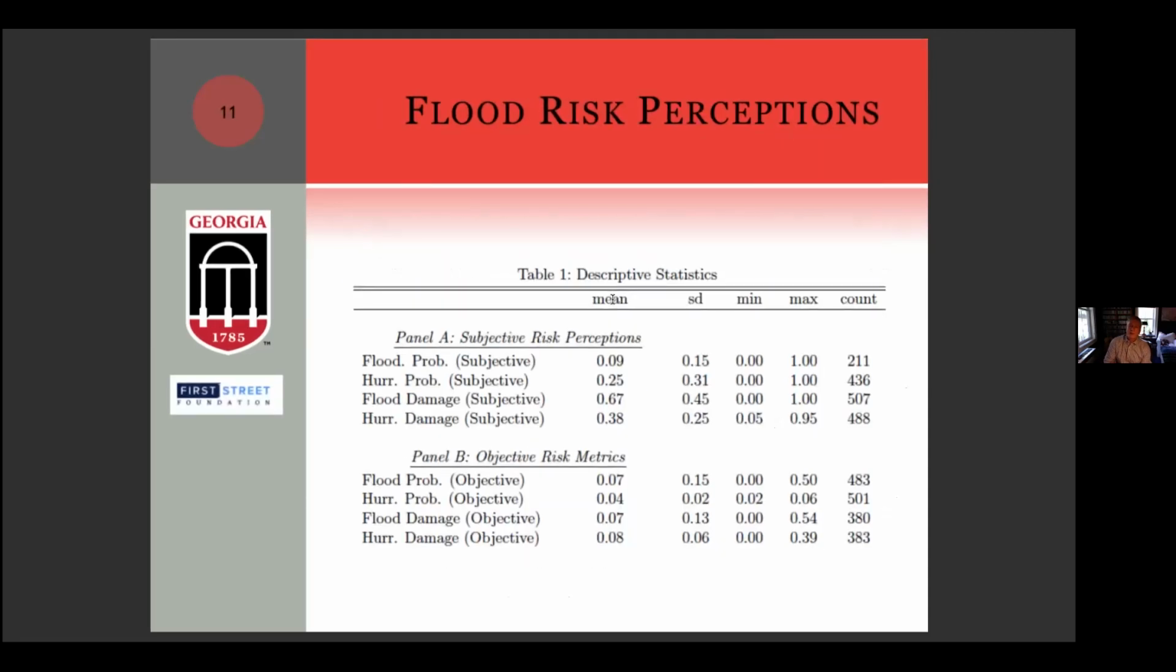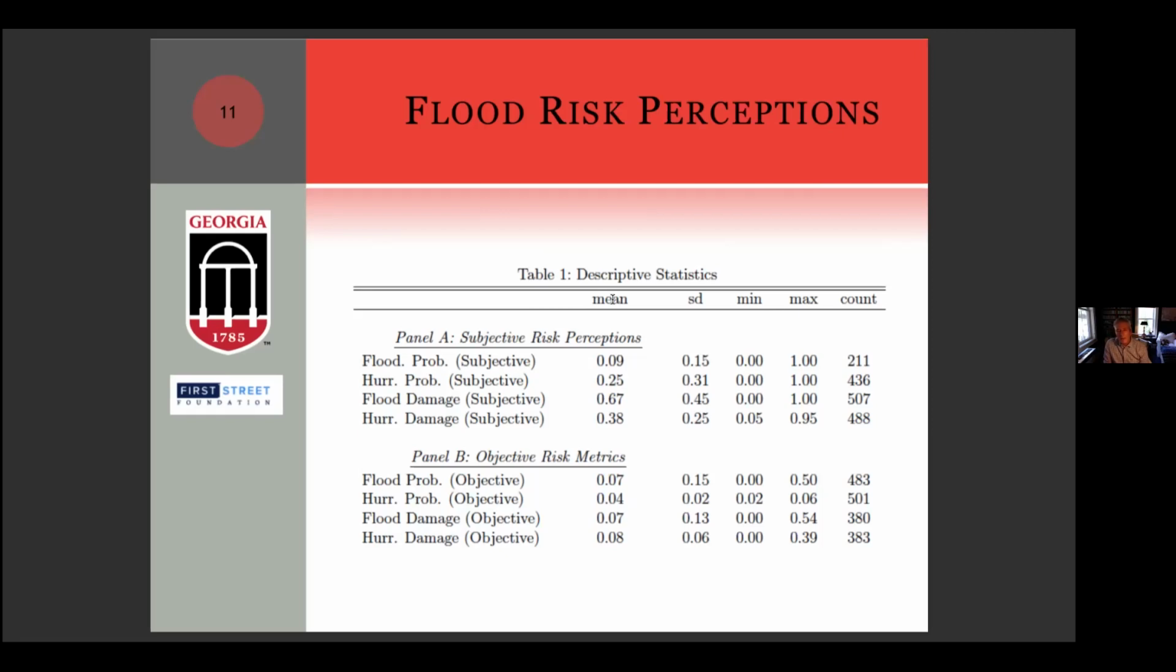So I can show you some of the data here. And so what we find using our instruments is that people tend to overestimate risks, at least in the way we're measuring them. So this is a little bit different from what's been found in the literature. So you can see the inferred flood probability is a little bit greater than what we would estimate objectively, but pretty close. The hurricane probability is significantly greater.